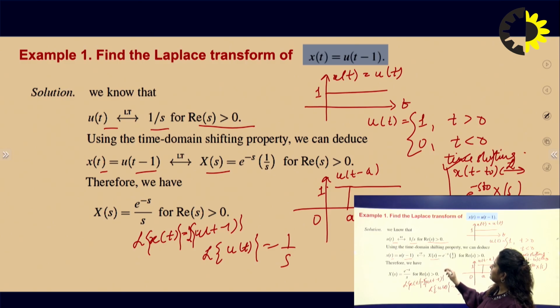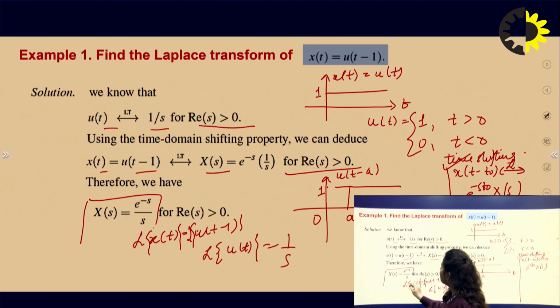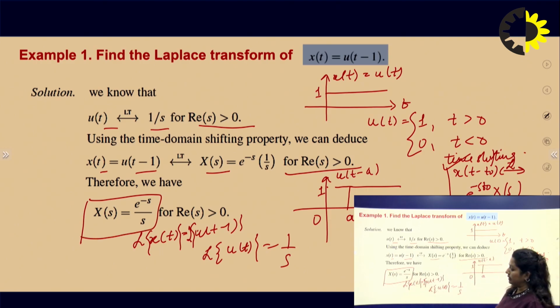So here X(s) is equivalent to e to the power minus s t naught, and in the case of t naught we have the value 1. So e to the power minus s times 1 upon s, and the ROC is again real of s greater than 0. So X(s) equivalent to e to the power minus s upon s is the Laplace transform of u(t minus 1).